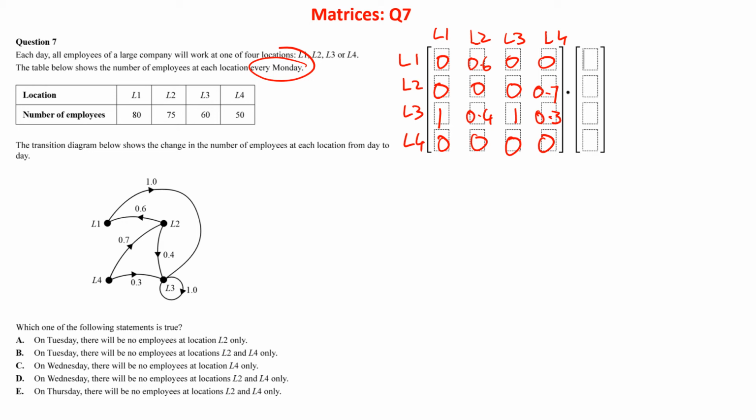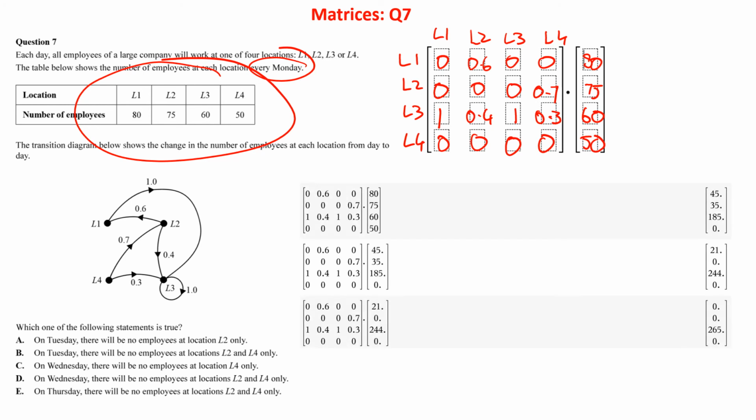Now, what I need to also add into this is this part here, because that's the part that's going to change each day. So what I'm going to put in here, L1 up the top, I'm going to put 80, then I'm going to put 75, then I'm going to put 60, then I'm going to put 50. Okay. Then what happens is I've done this 3 times and I'll go through it. I'm going to just put the answers up here.